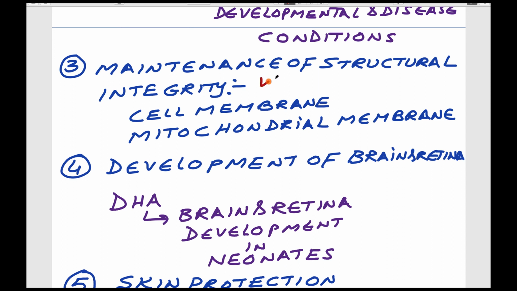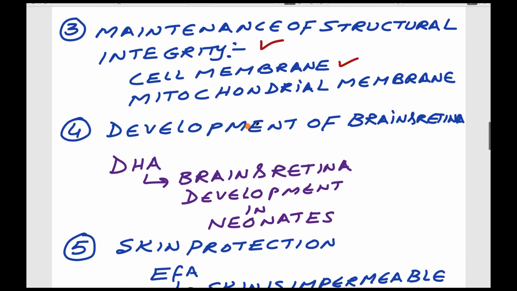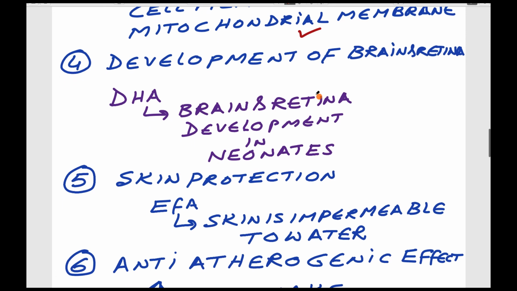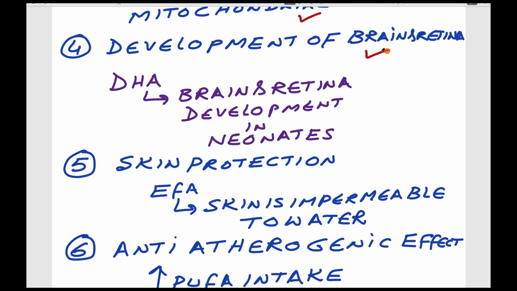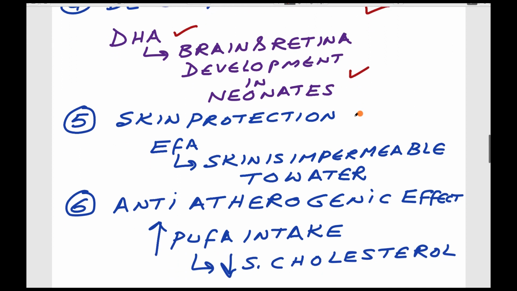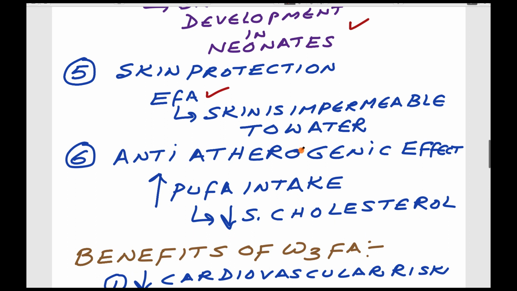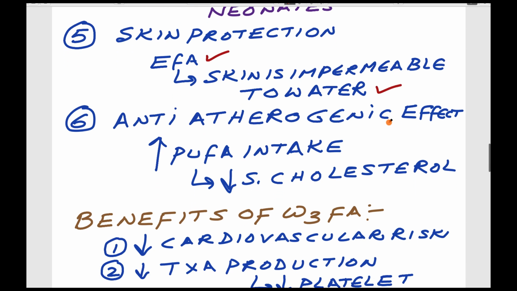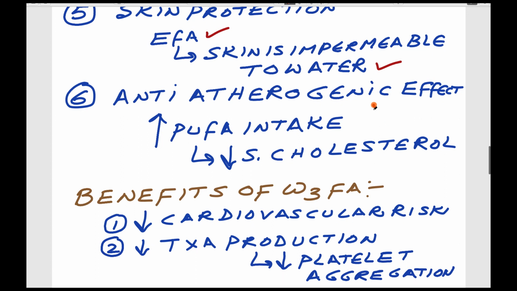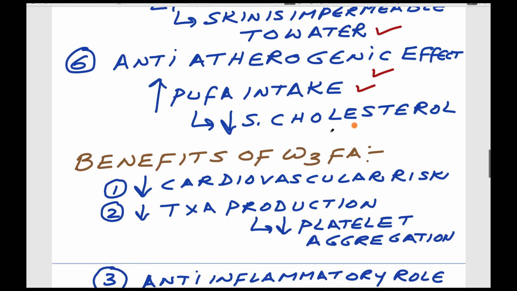The third point is maintenance of structural integrity: of the cell membrane and of other subcellular organelles, including the mitochondrial membrane. Mitochondria are important in the oxidative phosphorylation process. Then development of brain and retina: docosahexaenoic acid is important in neonates. Then skin protection: essential fatty acids make the skin impermeable to water, so there is no development of dermatitis. Then the anti-atherogenic effect: when there is an intake of polyunsaturated fatty acids in the diet, serum cholesterol is decreased.